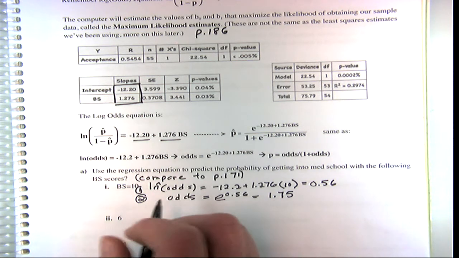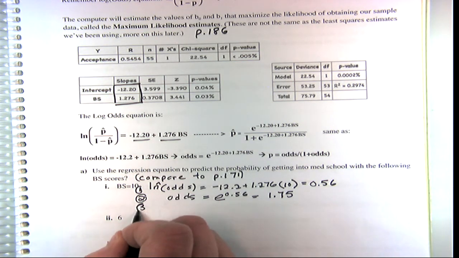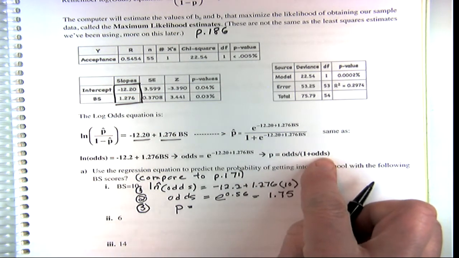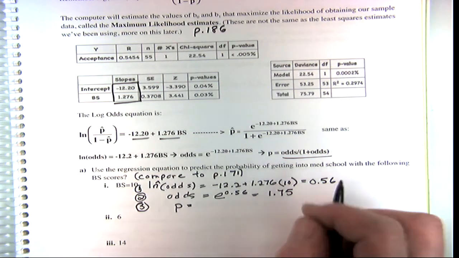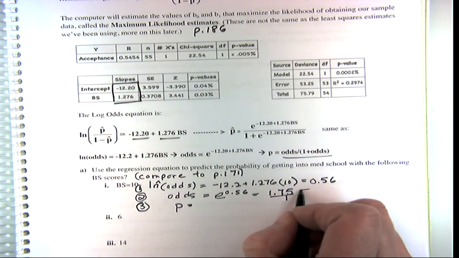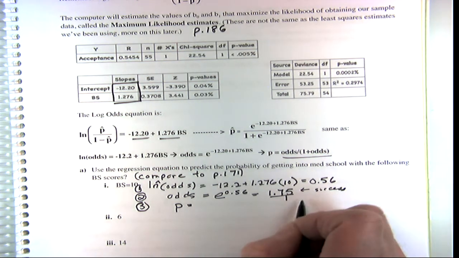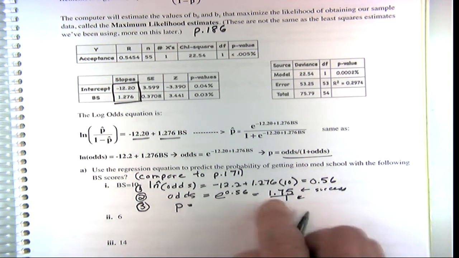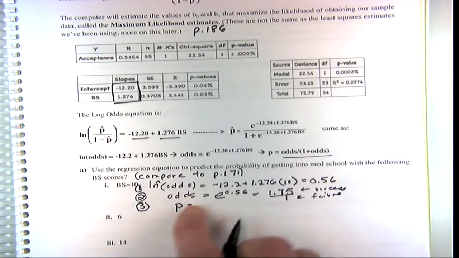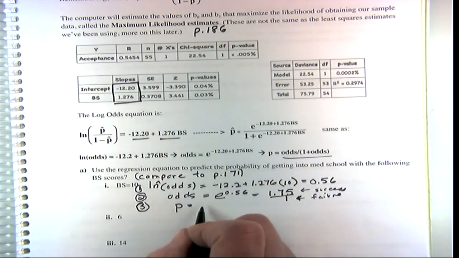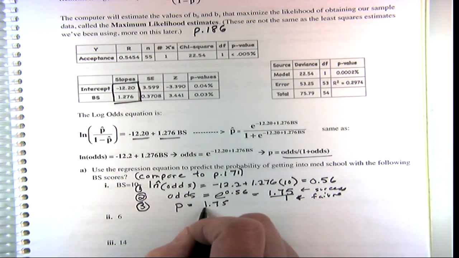Now we just want to get the probability. The probability, we know, is odds over 1 plus odds. If you forget that, you can just do it intuitively. Think of it this way: this is success, and that is total. Odds is success over failure, and now we want success over the total. So it's super easy to remember: you want 1.75 over 2.75.